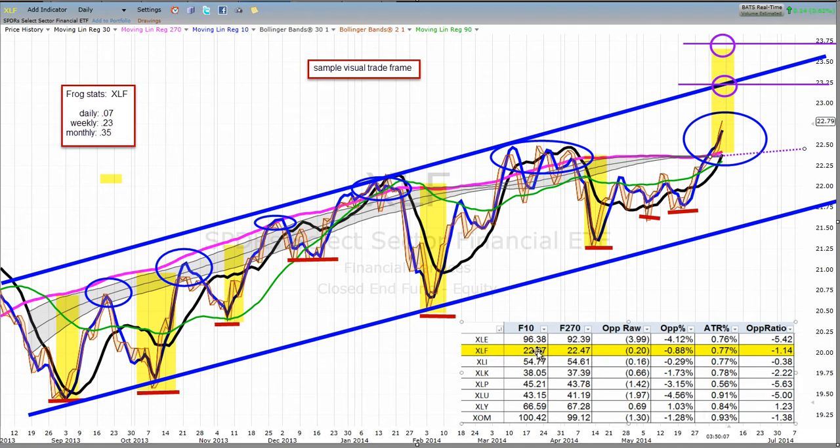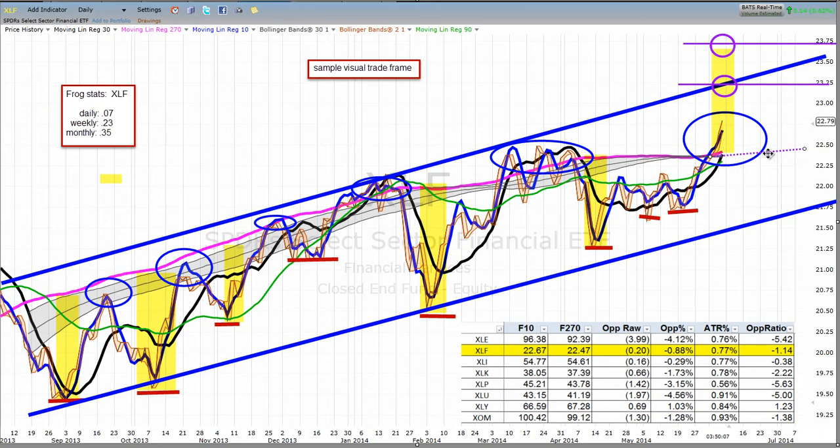We have XLF. The 10-period regression forecast is 22.67. The 270 period is 22.47. That gives us a 20-cent raw opportunity, which is a 0.88% deviation from that forecast of the 270. With an ATR percentage of 0.77%, that gives us an opportunity ratio of minus 1.14. So in other words, it's only 1.14 ATRs off of the 270 regression line.